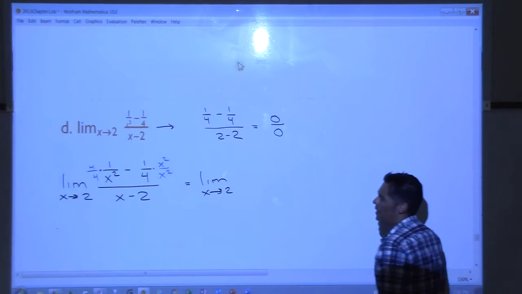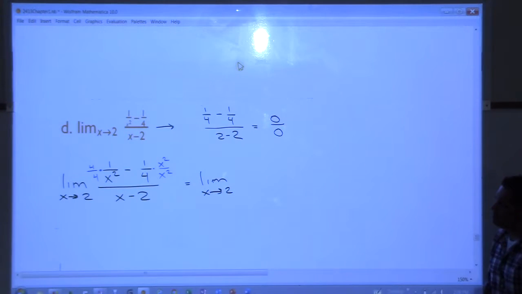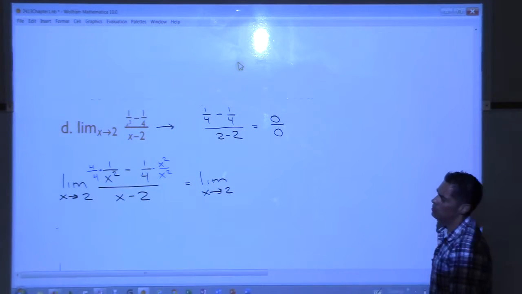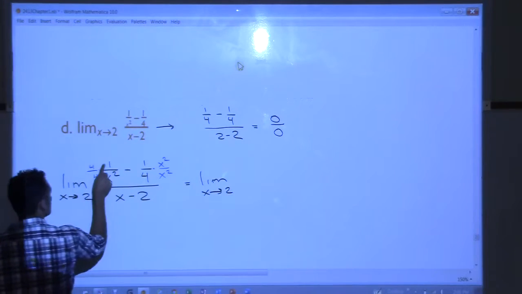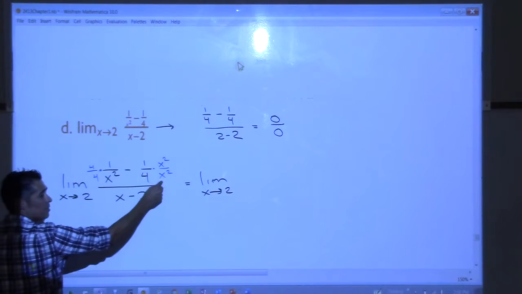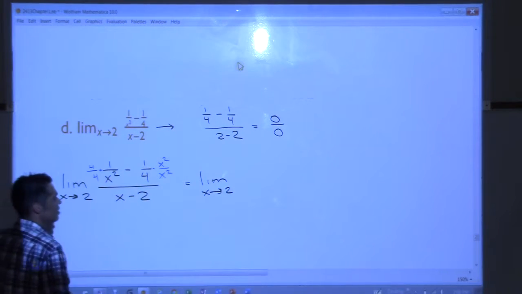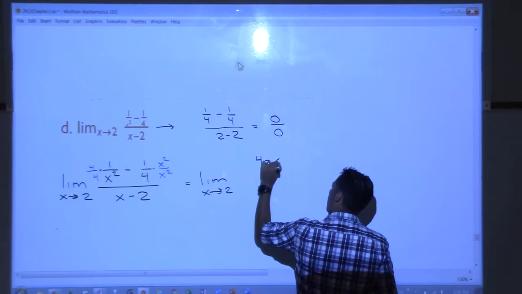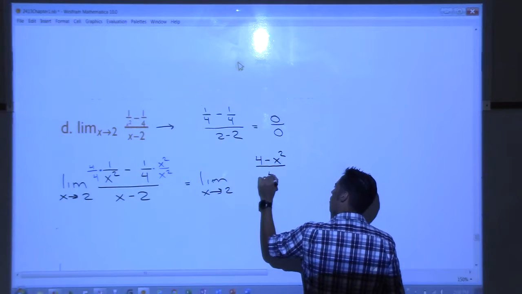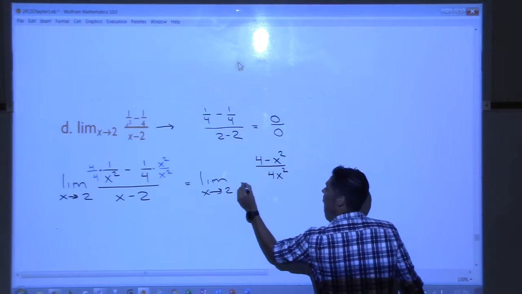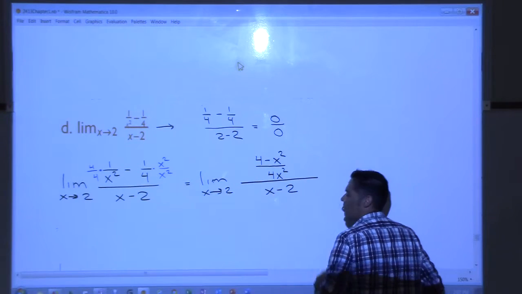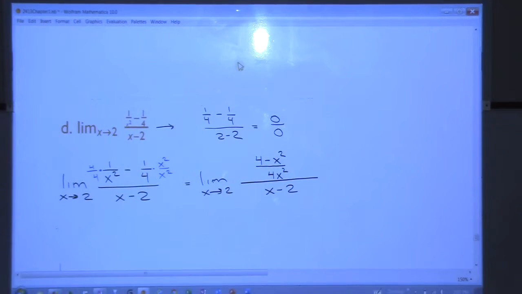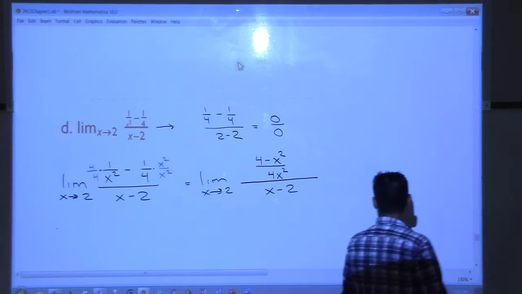All right, what will that next line here read? 4. So we're going to multiply, it's going to be 4 over 4x squared minus x squared over 4x squared, right? And when I put those together, I should get 4 minus x squared over 4x squared over x minus 2. Now, I had this discussion with one of your classmates the other day about division bars. Do you see how big that division bar is above the x minus 2? That is very important, all right? I'll give you an illustration of what I mean by that.